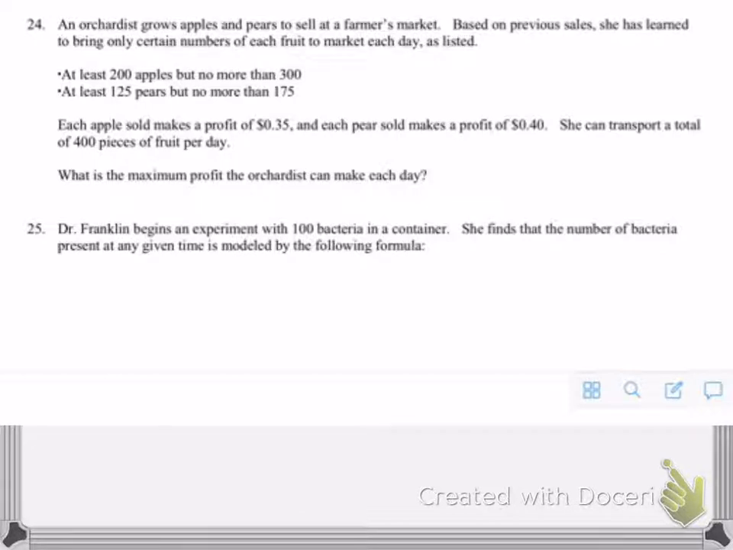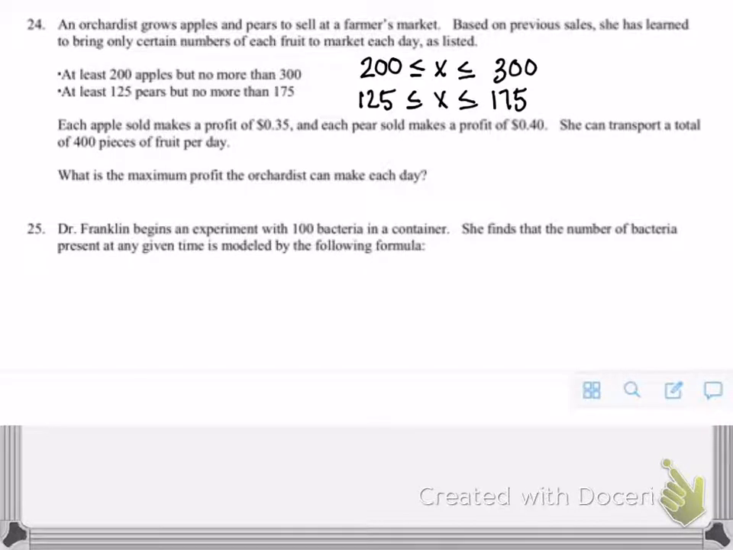So we want to have at least 200, but no more than 300. So the number of apples needs to be between those two. Let's call apples x and say that x is between 200 and 300. And then at least 125 pears, but no more than 175. So between 125 and 175.